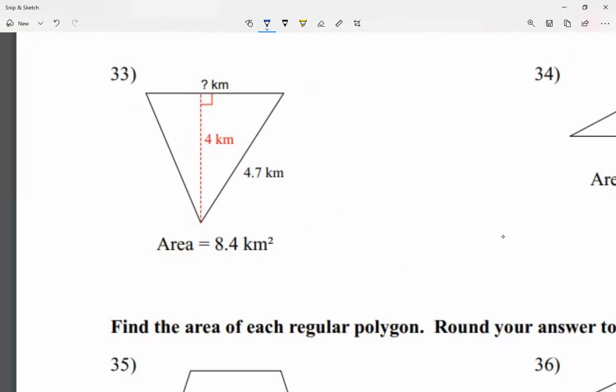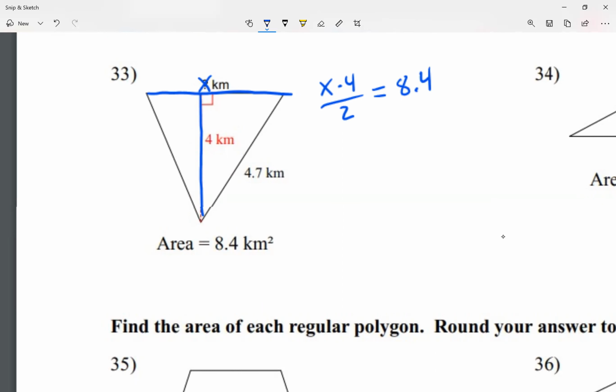Then we move into triangles. I see the 90-degree angle is made by x and 4. But that question mark, let's call it x. So I know I have to go x times 4 divided by 2. Remember the triangles, I have to divide it by 2 because a triangle is half of a rectangle. So x times 4 divided by 2 is equal to the area, which is 8.4.